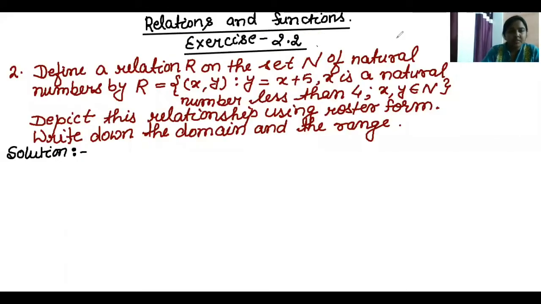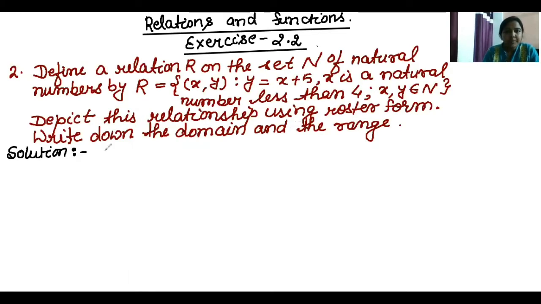Now, second question from exercise 2.2. Define a relation R on the set N of natural numbers by R equals {(x, y) such that y is equal to x plus 5, x is a natural number less than 4}, where x and y both belong to N. Depict this relationship using roster form. Means we have to write R in roster form and write down the domain and the range. So this is the question.